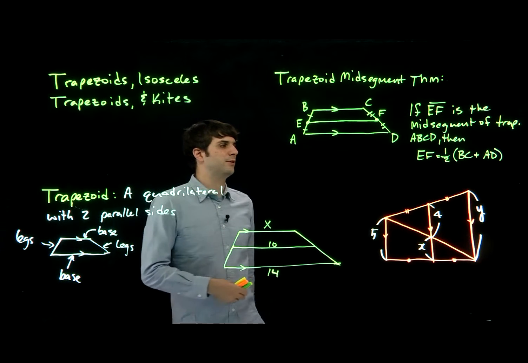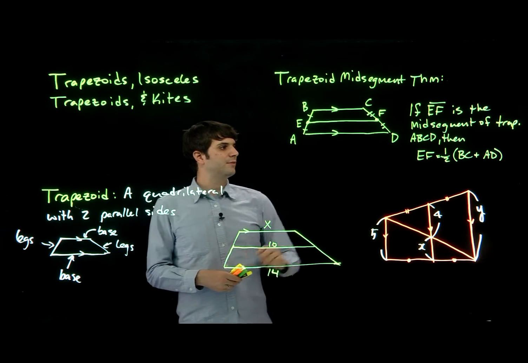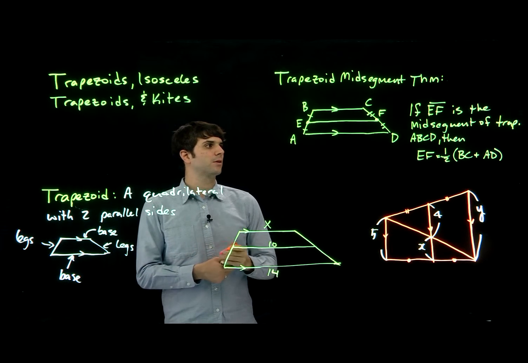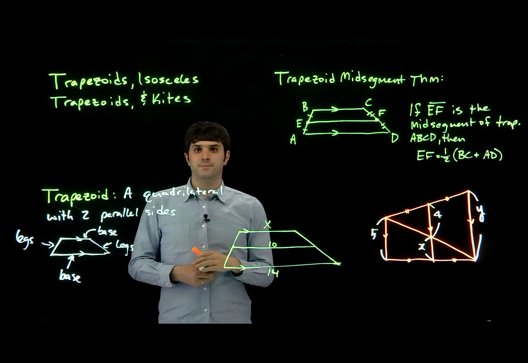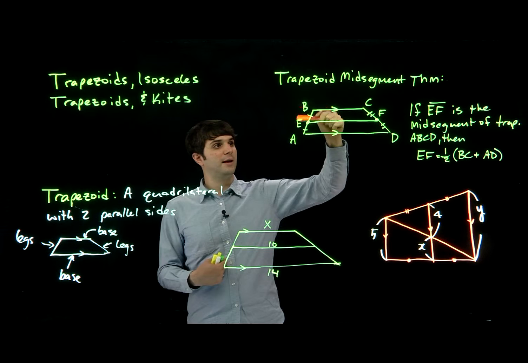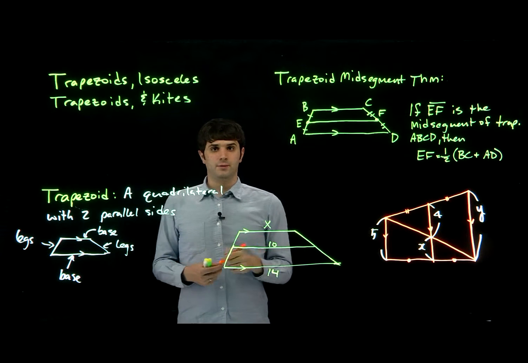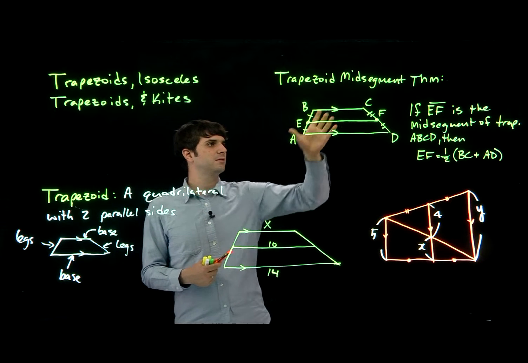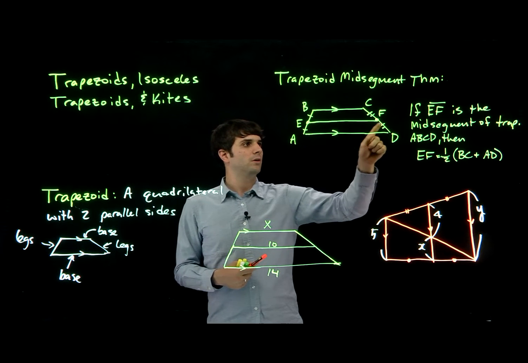It's called the trapezoid mid-segment theorem. It says if EF is the mid-segment of trapezoid ABCD, then EF equals half of BC plus AD. Let me explain what's happening here. This is cutting the legs in half. E is the midpoint of AB, and F is the midpoint of CD. So EF is the mid-segment. What this is saying is that if you add these two together, BC plus AD, and multiply it by half, that's going to equal this distance.